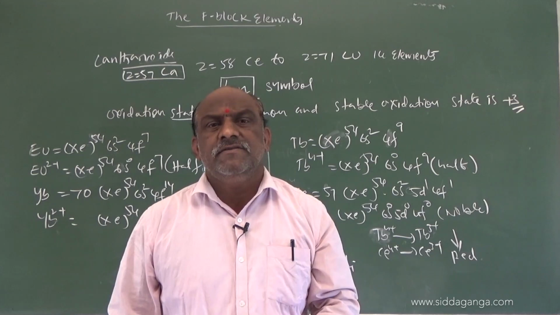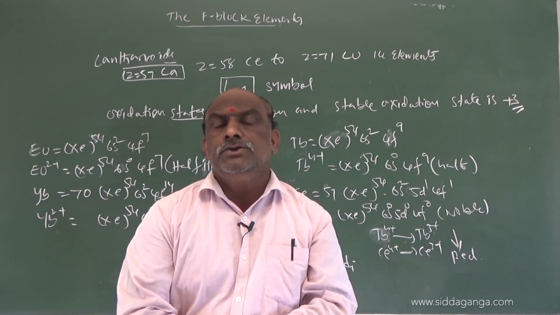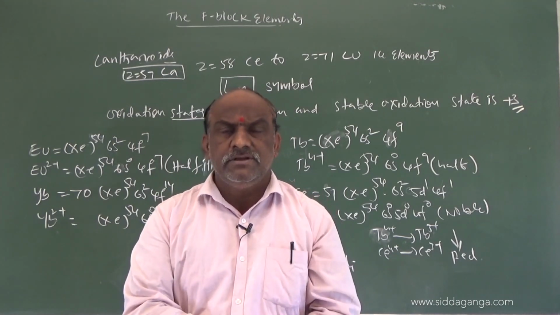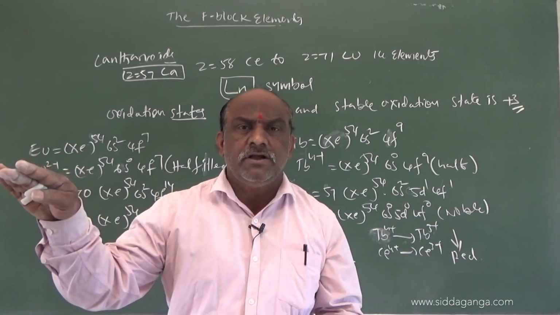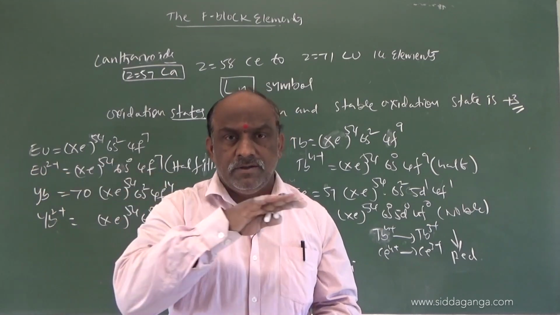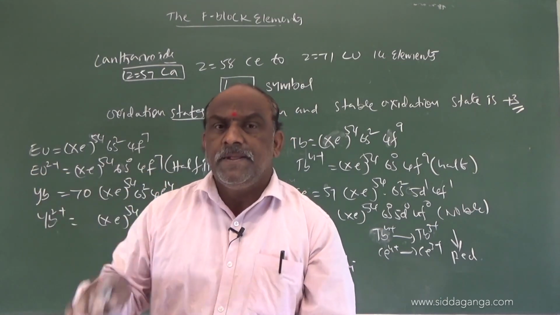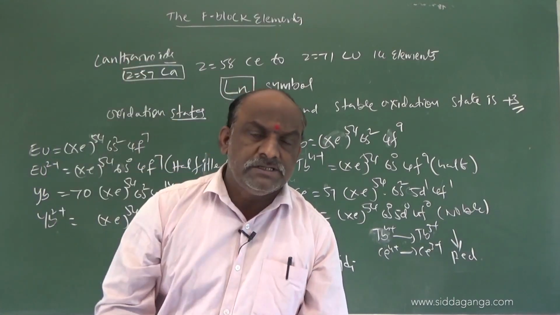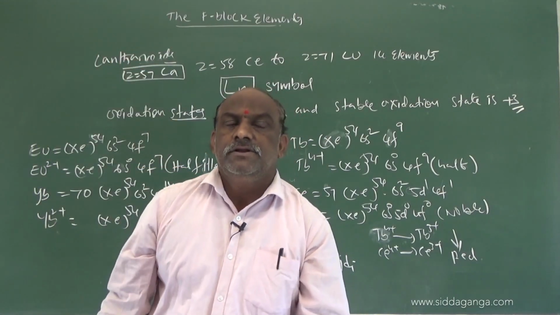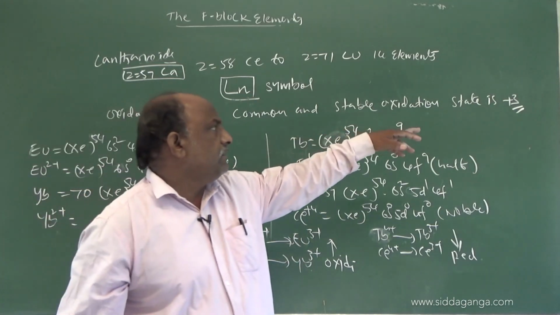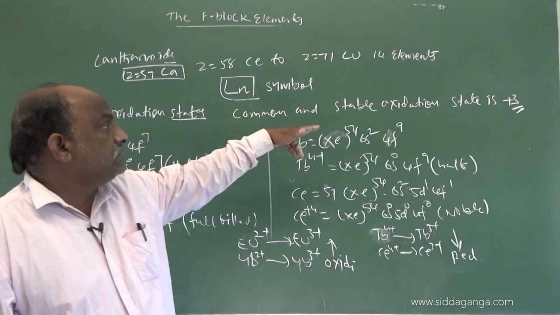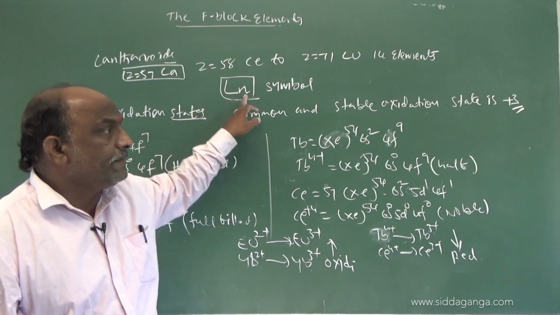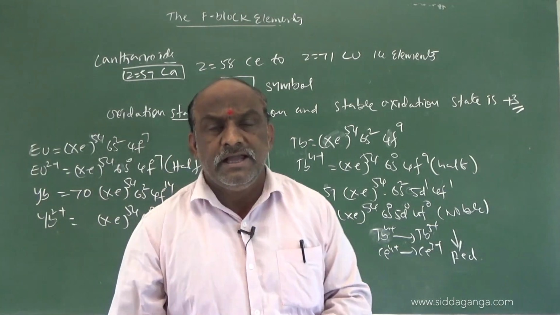Whatever the examples given, questions like which of the following lanthanides are reducing agents, or which are oxidizing agents, will be a simple one-mark question. Think of a parallel line at +3: above +3 are oxidizing agents, while below +3 are reducing agents. The common and stable oxidation state is +3, and lanthanides are denoted by the letters Ln.